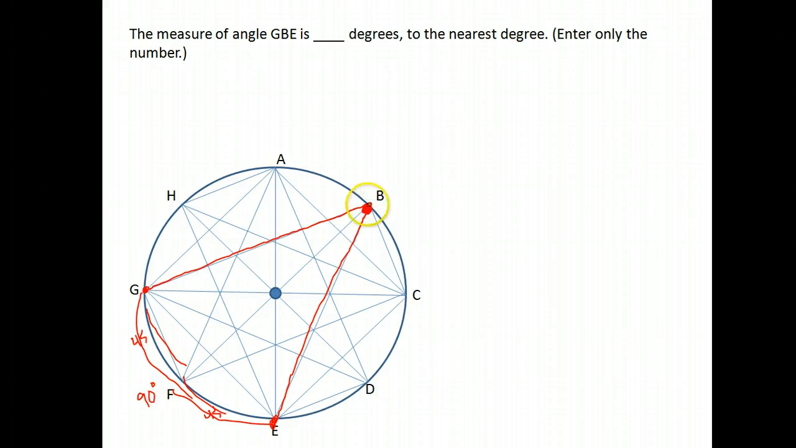To find my angle, again, it's an inscribed angle. It's on the edge of the circle. So I know that that angle should equal half of its arc. Its arc, we just said, was 90. So we want half of 90, which is 45.